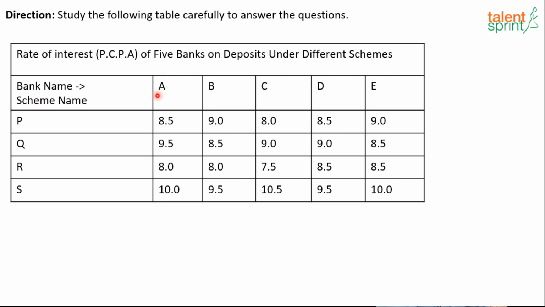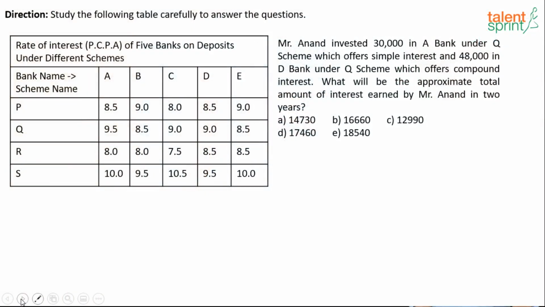So the 5 banks are A, B, C, D, E. The different schemes are P, Q, R, and S. And the rates of interest are given to us. So 8.5% per annum, right? 9% per annum, 7.5% per annum, 9.5% per annum, and so on. And now we will have questions, 4 or 5 questions usually, where each question is based on the data given here. So let's look at the first one, which is on your screens now.